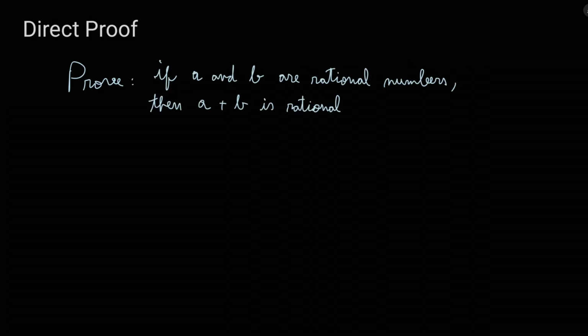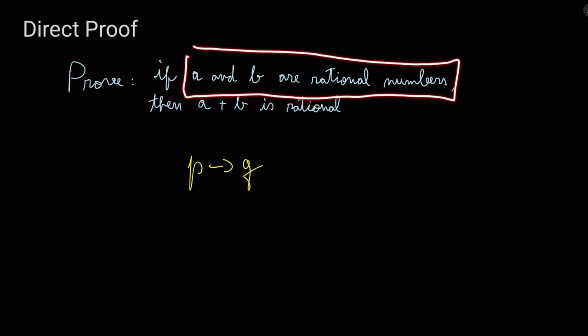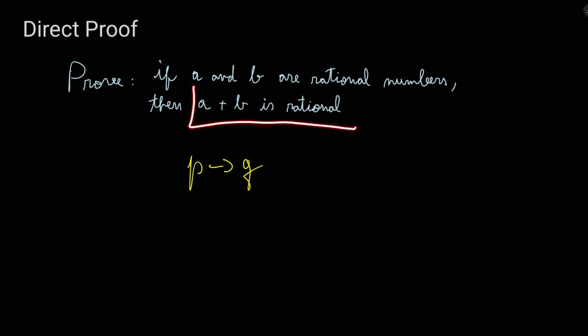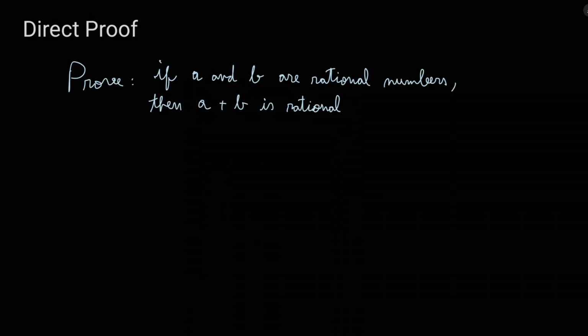Now let's try a slightly more abstract one. We want to prove that if a and b are rational numbers, then a plus b is also rational. So again, we have a proposition of the kind if p then q. What is p here? A and b are rational numbers, and what is q? A plus b is rational. So again, we're going to start by assuming p. So in this case, we will assume that a and b are rational.